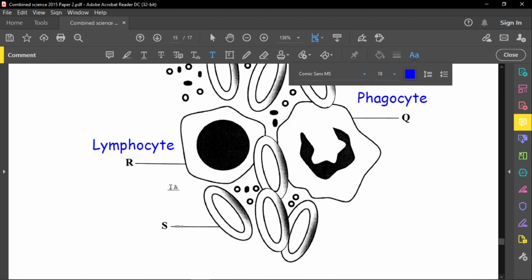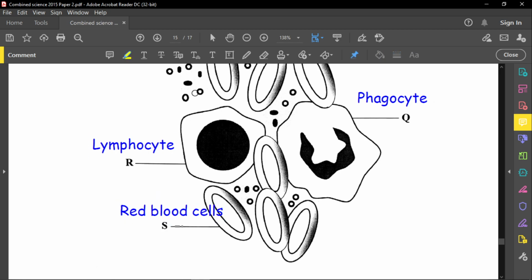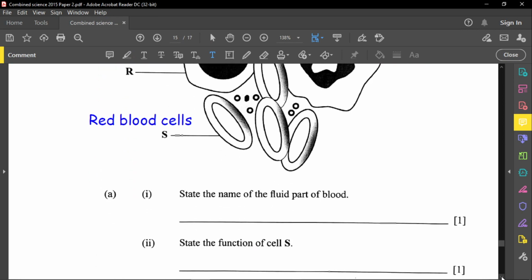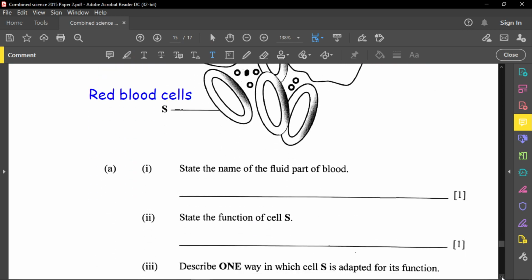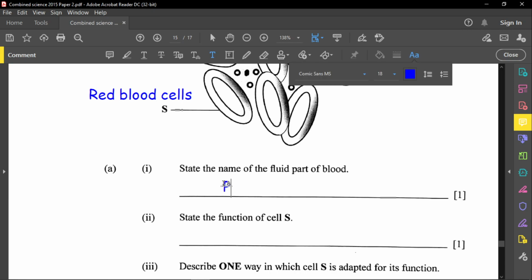Let's go down a little bit more. We have these here with no nucleus, which are biconcave in shape. So these here are red blood cells, otherwise called erythrocytes. Let me just quickly shift this over a little bit for you. All right, so red blood cells, otherwise called erythrocytes. Let's jump to the questions really, and we're almost there. It is to state the name of the fluid part of blood, and the fluid part of blood here is called plasma.